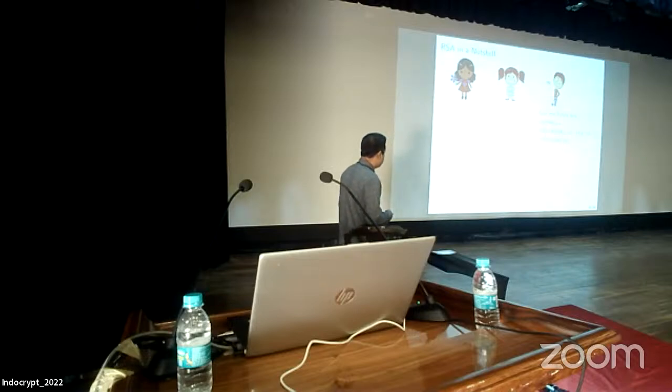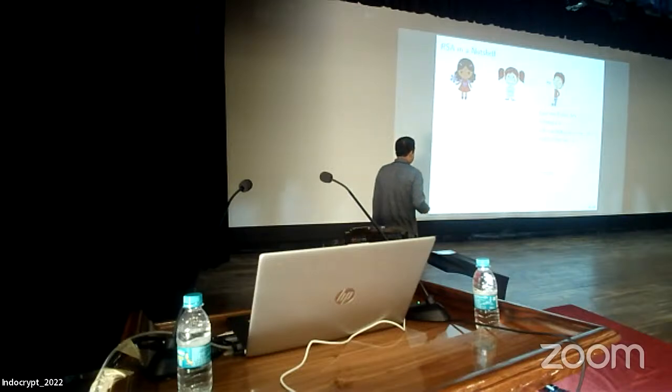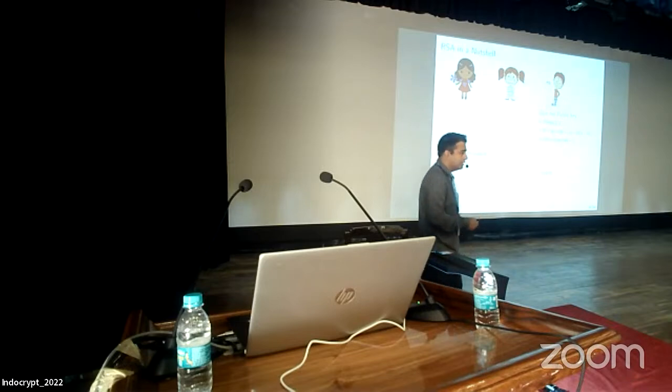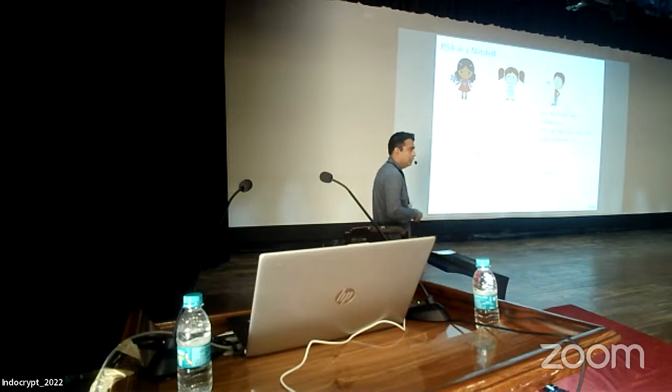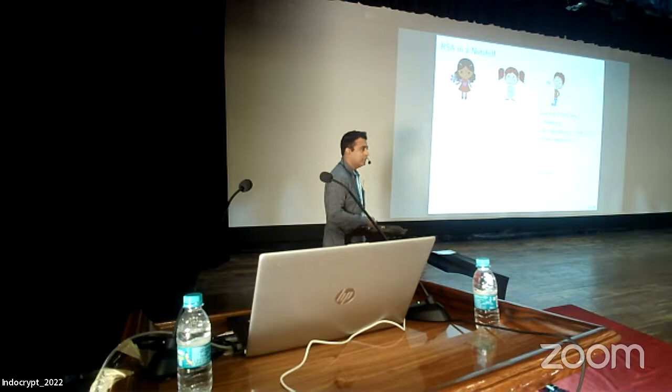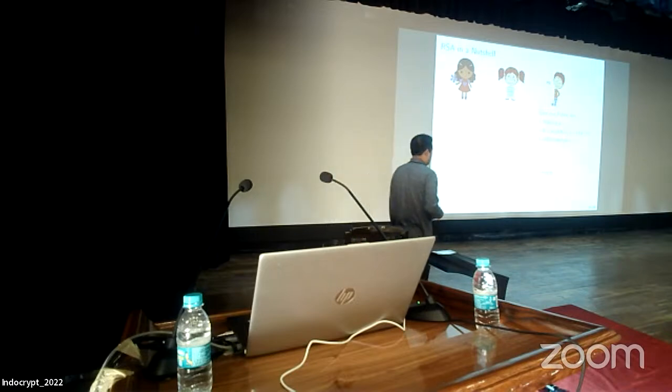So C is the ciphertext. Now to decrypt this C, Bob knows D, the decryption exponent. So he will calculate C to the power D modulo N, and we can prove that C to the power D modulo N is nothing but M modulo N. So in Zn, this is basically M. That's all. That's RSA.